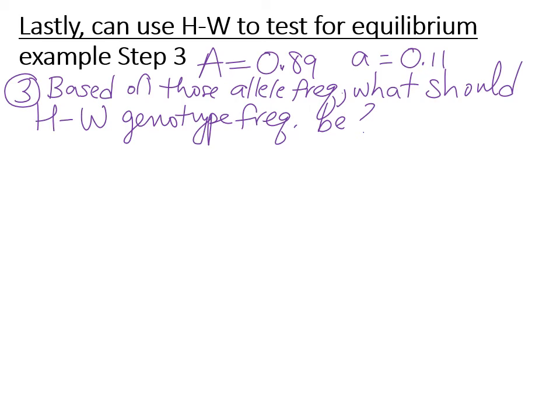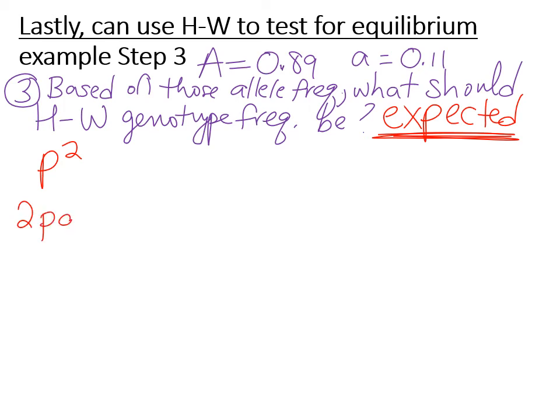So in this question, when I say based on those allele frequencies, what should Hardy-Weinberg genotype frequencies be? What we're going to calculate now are expected genotype frequencies. So you can go back in your notes where we had step 1 of this example, and write that those are your observed genotype frequencies. Now we're going to calculate the expected based on Hardy-Weinberg. And if you remember, Hardy-Weinberg said p squared, 2pq, and q squared as the 3 genotypes.